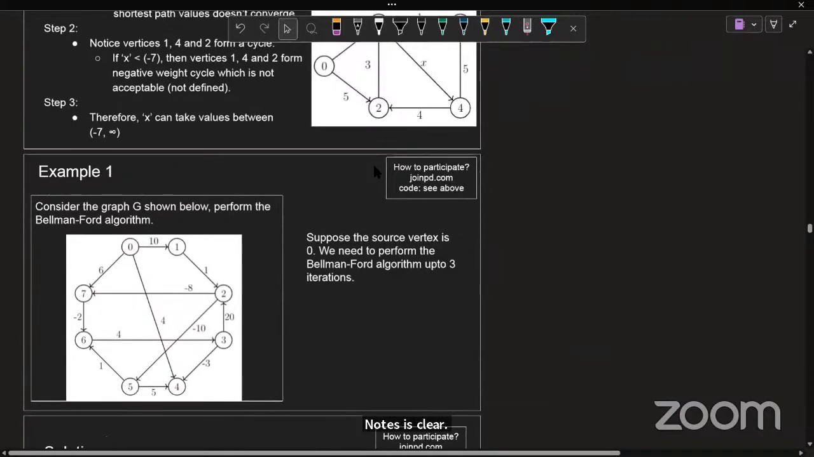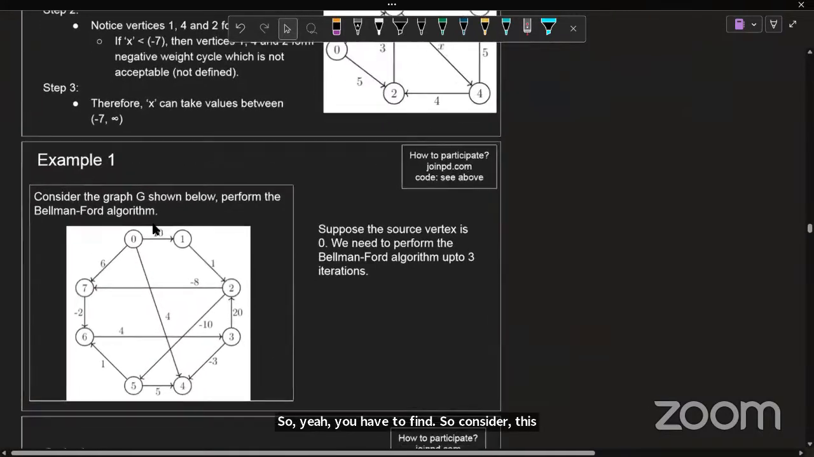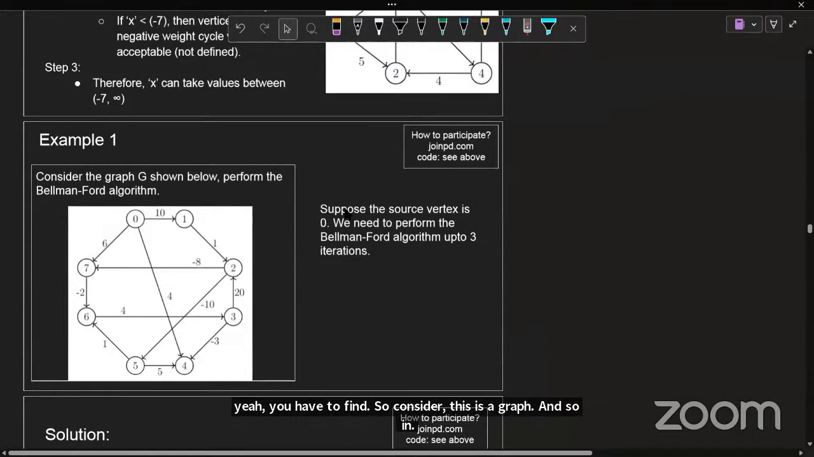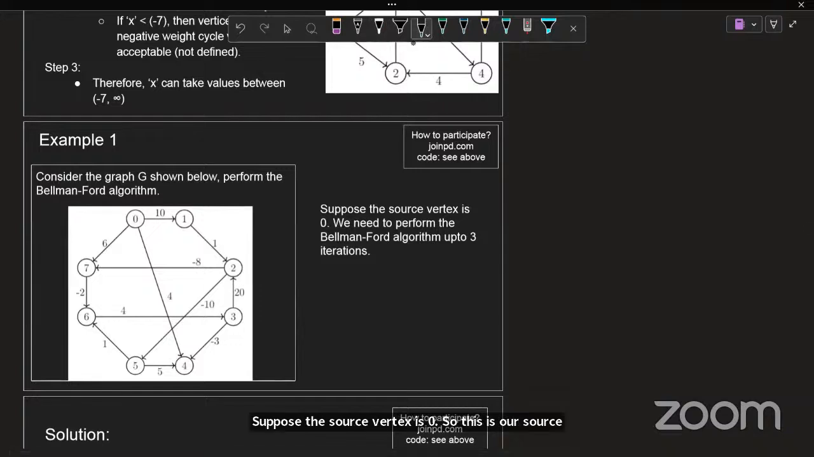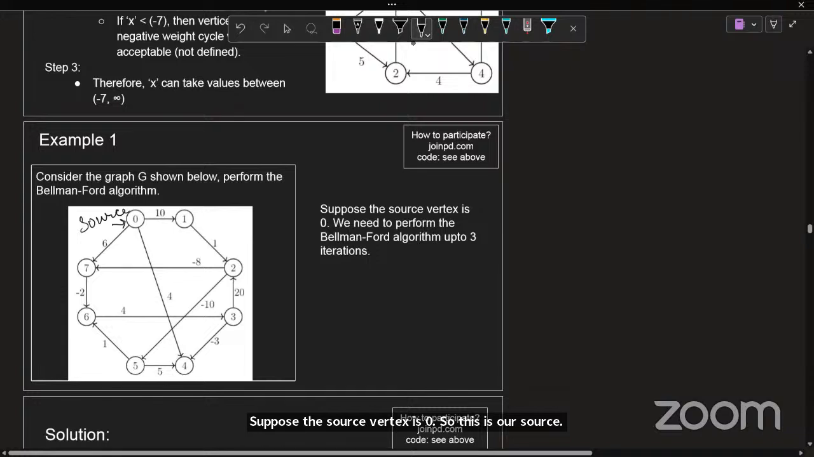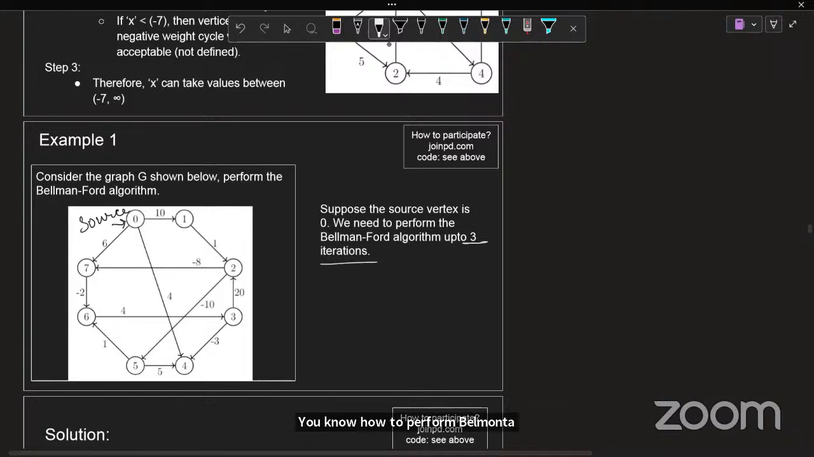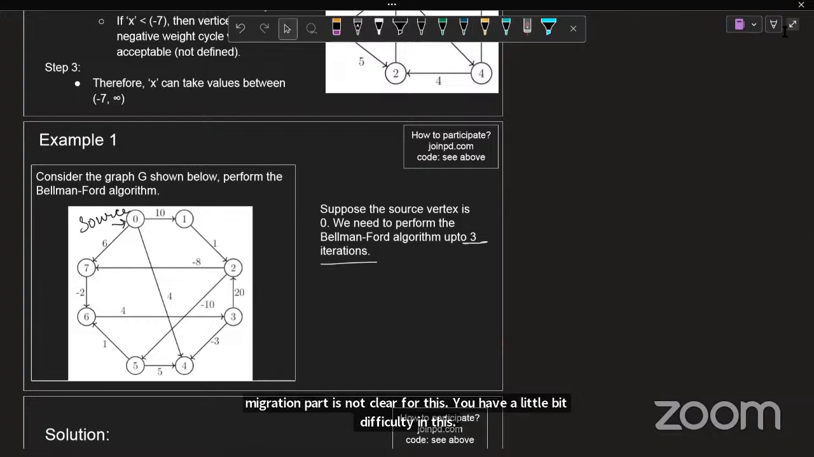So consider the graph as shown below. Perform the Bellman-Ford algorithm. Suppose the source vertex is 0. So this is our source. We need to perform the Bellman-Ford algorithm up to 3 iterations. Do you know how to perform the Bellman-Ford algorithm? Yes, sir. This iteration part is not clear to me. I'm having a little bit of difficulty in this. Okay, those who are clear with this can try, and then I will explain.